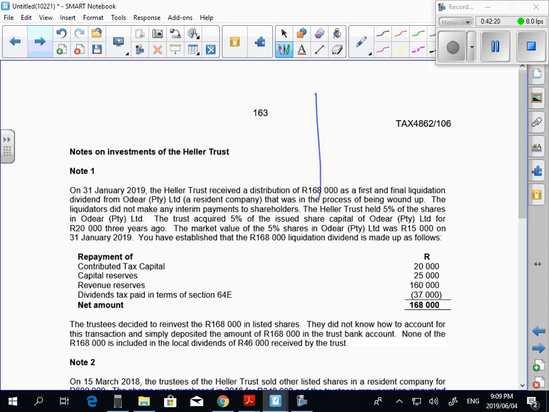So let's just do it in a table. So CTC is 20, and then it's 185. That's a dividend. And remember, what do we need to put in tax returns? Gross dividends or net dividends? Gross. So it's 185. The 37 dividends tax, for purposes of our tables, is irrelevant. We need to put the gross amount into our tables. Is that all right?